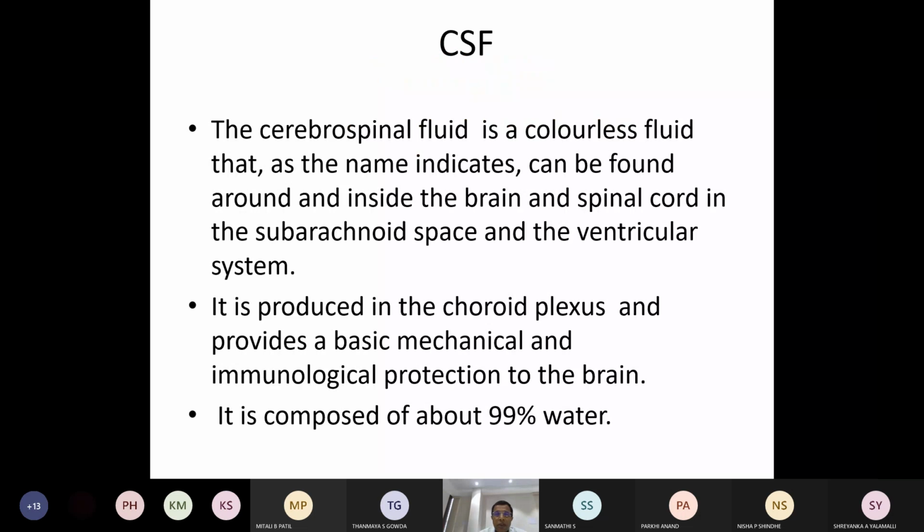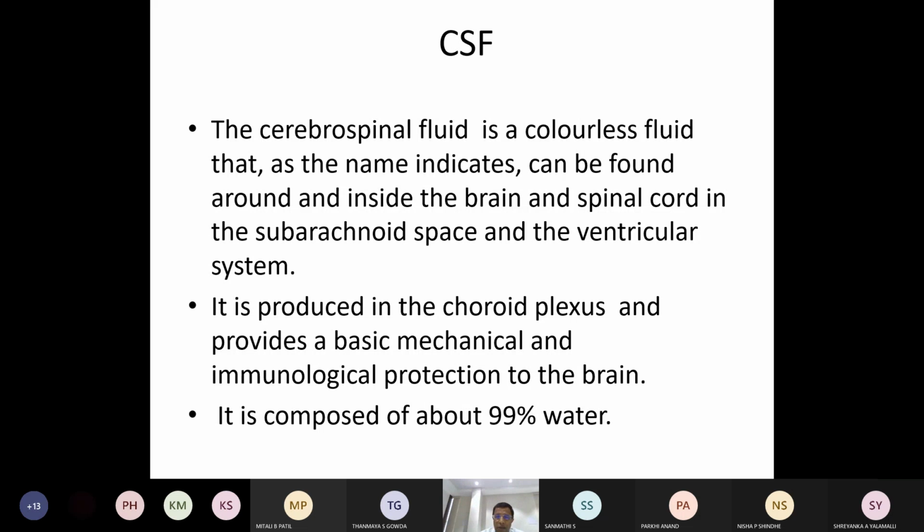Let us see the next slide. So what is CSF? The cerebrospinal fluid is a very clear fluid, as the name indicates, found inside and around the brain and spinal cord, which protects these internal organs from injuries. It lies in the subarachnoid space and ventricular systems. It is produced in the choroid plexus and provides basic mechanical and immunological protection to the brain. It is composed of 99% water, and the rest, 1%, is chemical composition.